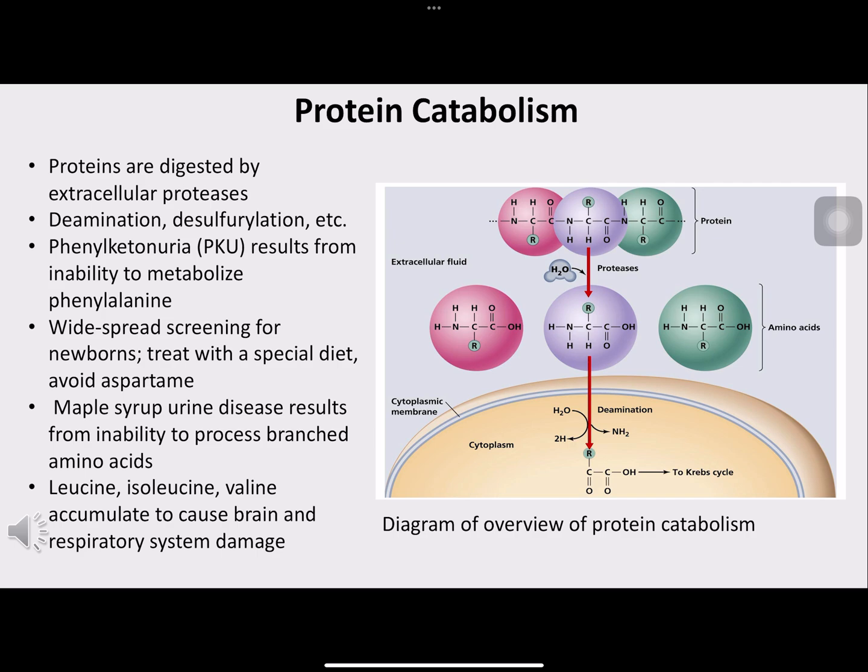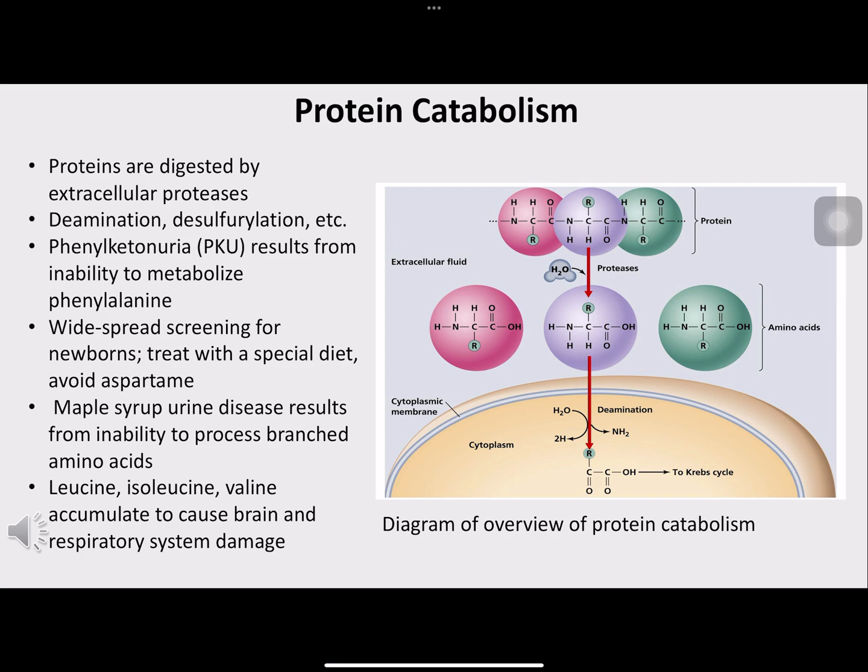So as we see in our figure at the top, we have a protein, and the cell will secrete into the extracellular fluid, the environment, digestive enzymes called proteases. And so we will do hydrolysis reactions to break the peptide bonds and turn the proteins into individual amino acids, which can then be imported across the cell membrane into the cell.